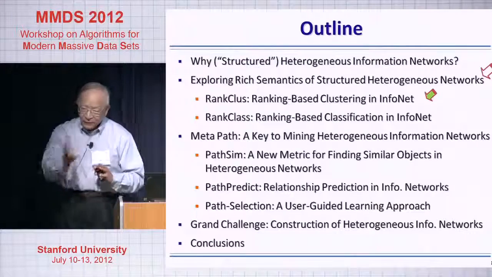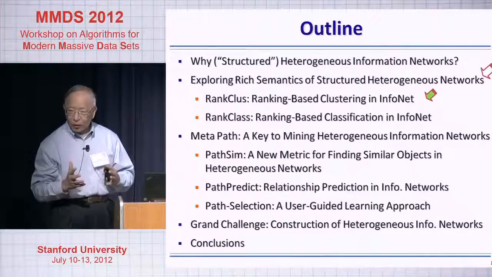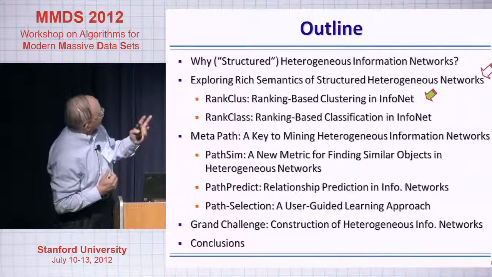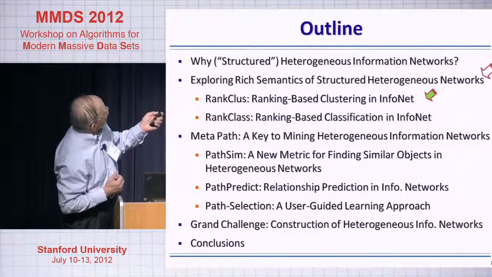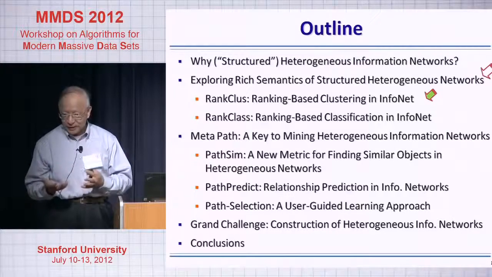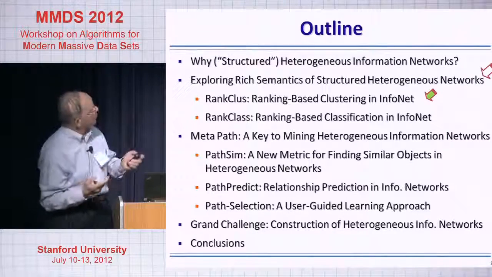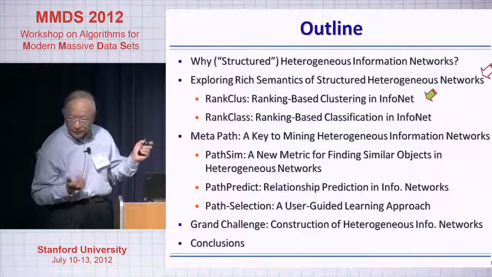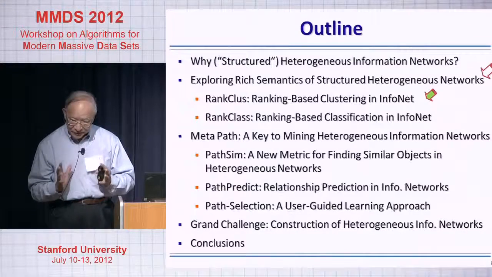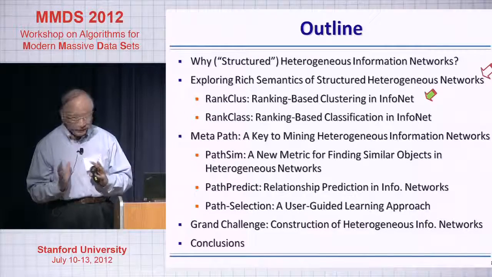So my talk on this is exploring the similarity, exploring the data mining part. The first thing is I want to explore the rich semantics of heterogeneous information network using 2 algorithms. One we call rank clustering, another is rank classification. I'll give you these 2 algorithms. You see, it's quite interesting to study it.